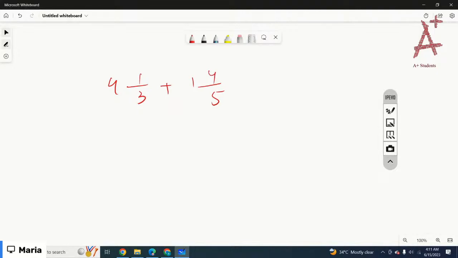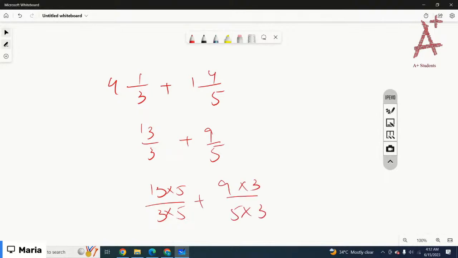Okay, so it would be 3 times 4 is 12 and 1, 13 over 3, and plus 5 times 1 is 5 and 4, 9 over 5. First of all, you have to make their denominators the same. So their denominators would be 15. So you have to multiply this fraction by 5 and this one by 3. Got it?